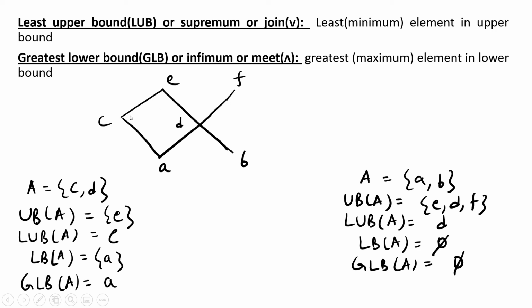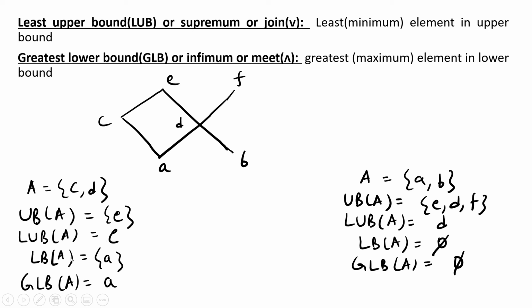So that's why C is related with E and D is related with E. So the upper bound of A is only E. Then the least upper bound of A would be E because there is only one element. So the least upper bound, or the minimum element in the upper bound, would be E.